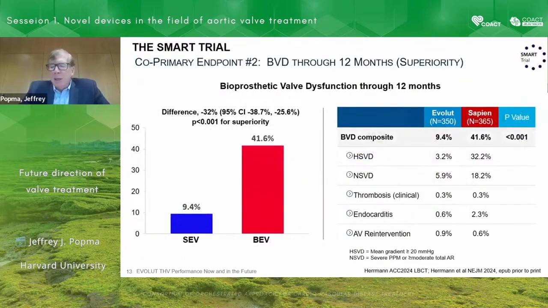But most importantly, and I think surprisingly, we found there was a tremendous reduction in the occurrence of bioprosthetic valve dysfunction through 12 months, using components of hemodynamic structural valve deterioration, a gradient over 20, non-structural valve deterioration, severe PPM, moderate severe PVL, thrombosis, endocarditis, aortic intervention. And we found at 12 months that 41.6% of patients treated with the SAPIEN valve had some evidence of bioprosthetic valve dysfunction, compared to 9.4% with the Evolut group.